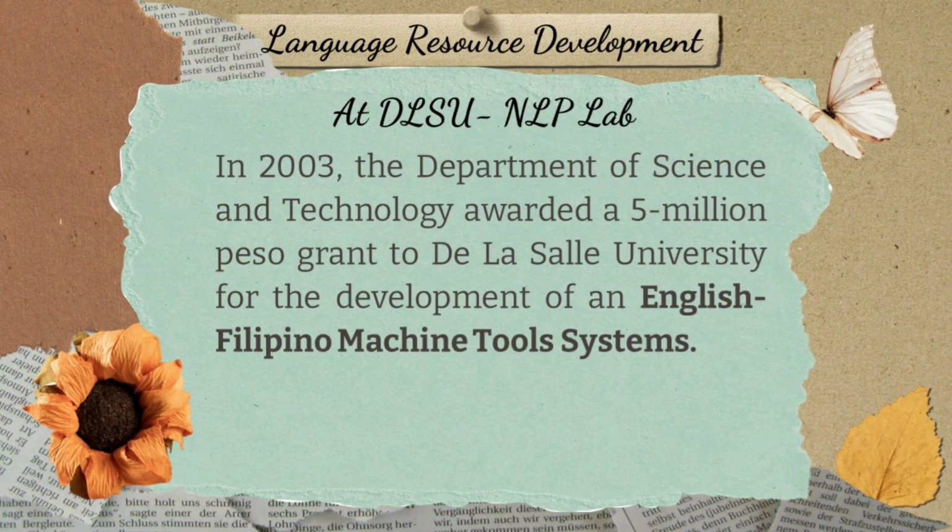One example of this system development is the development of an English-Filipino machine translation system. This is according to the study of the Natural Language Processing Lab with the help of De La Salle University. In 2003, the Department of Science and Technology awarded a 5 million peso grant to De La Salle University for the development of this system. Faced with limited resources for the Filipino language, the team had to build language resources and develop language tools in order to complete the system.